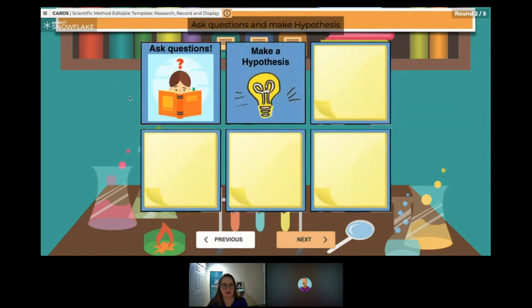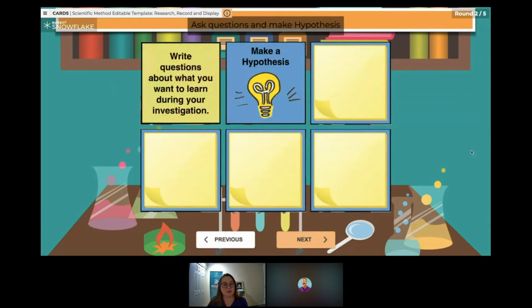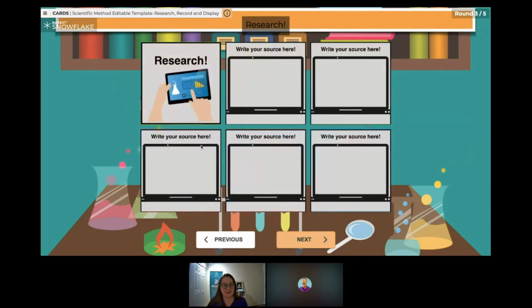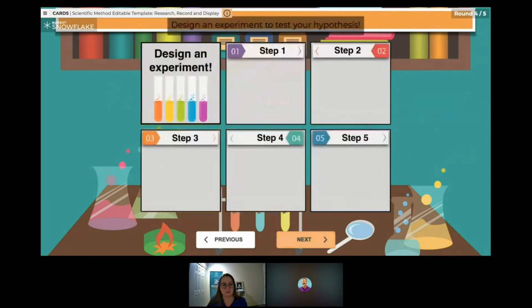The next round asks questions and makes hypotheses. So this is where students start driving forward that inquiry-based learning, making their hypothesis, using prior knowledge, building a hypothesis, and then recording their thoughts on those additional cards. And this is so great in following that inquiry base because it goes next into the research. So where are they finding their information? What are they recording? It's a way to keep track of everything as they're moving their research forward.